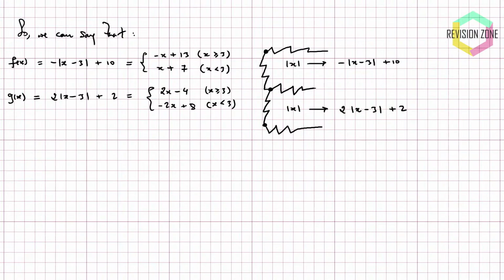But obviously we could now go away and just plot each one of these straight lines and only keep them for each of these respective domains. But the easier way of doing this, I tend to find, is actually thinking about transformations. So I can get the entire function f of x by starting with modulus of x and then doing modulus of x minus 3, then taking the negative of that and then adding 10. And similarly, we can get the entire function g by starting with modulus of x and doing this transformation here. So let's see what this would actually look like.